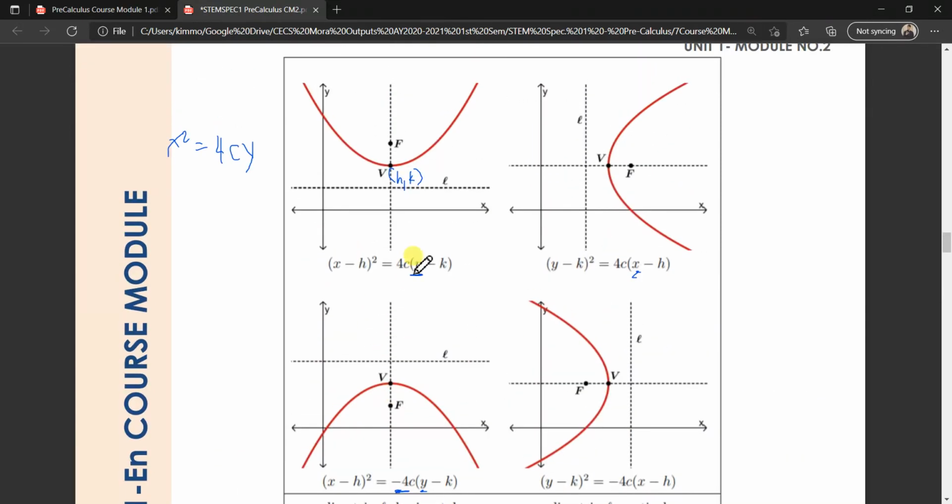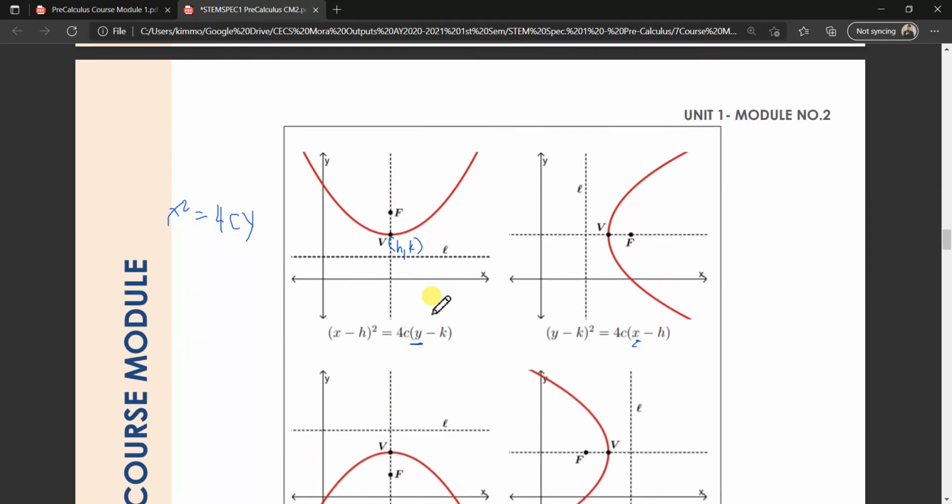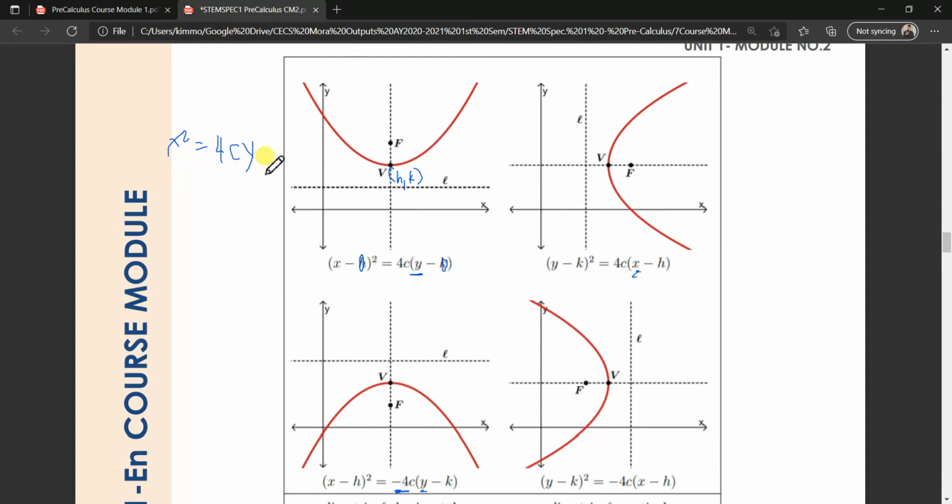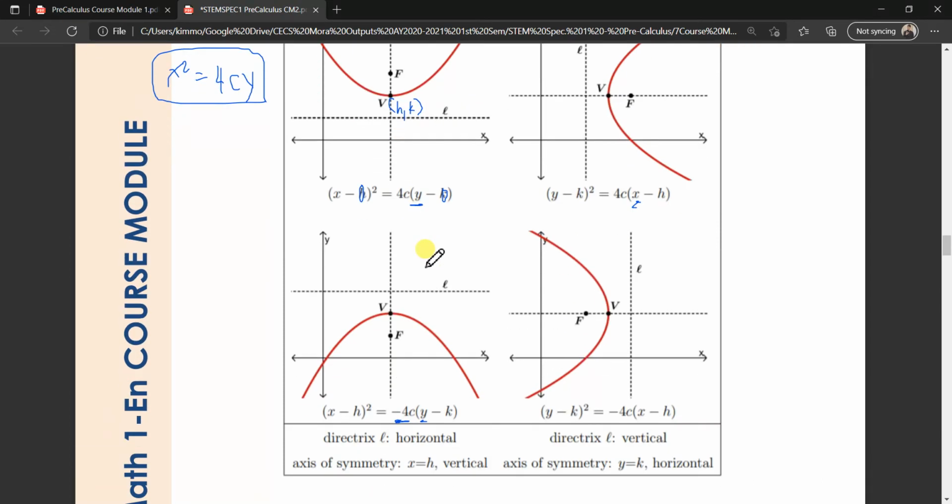So for example, the example we had in part 1 of the discussion is at the origin. What if our vertex is located at the origin, meaning our h and k are 0? So x minus 0 is just equal to x. So x squared equals 4cy. Remember, x squared equals 4cy was our discussion in part 1. So this is true, they are the same.